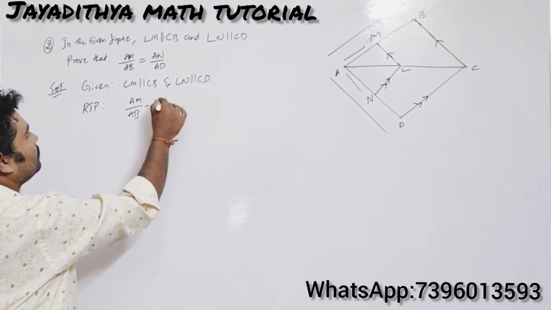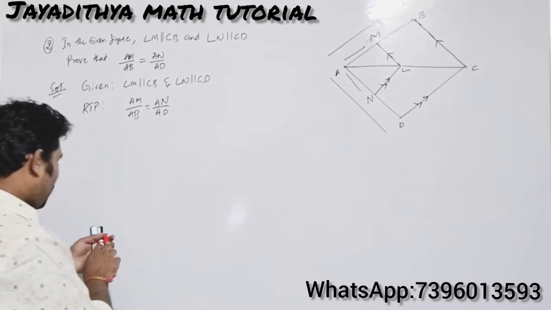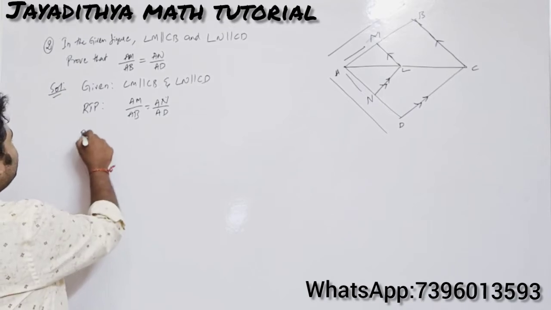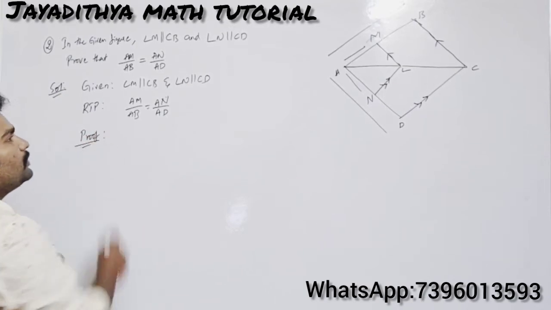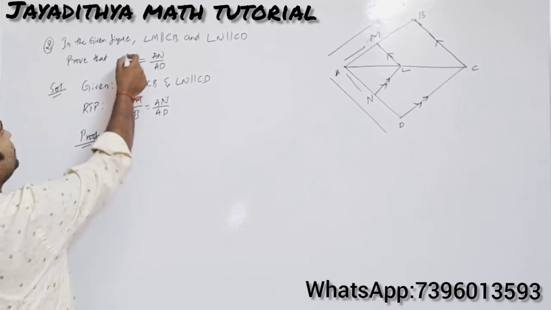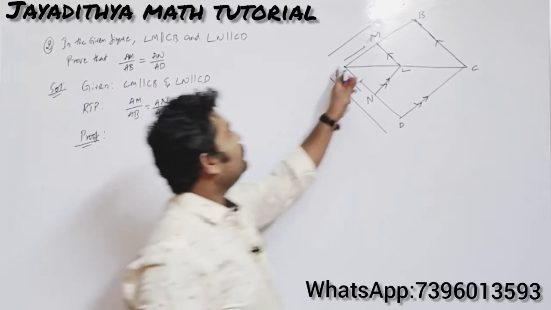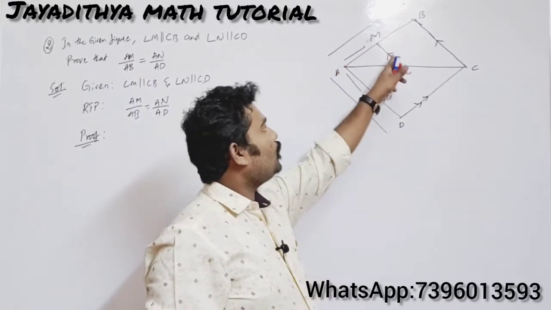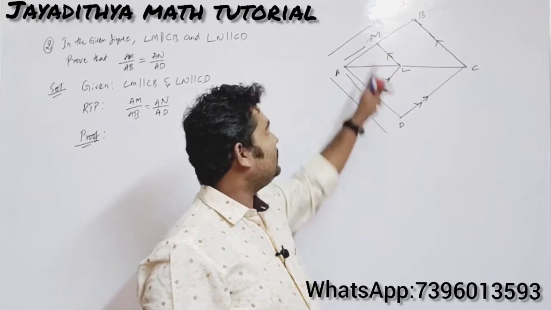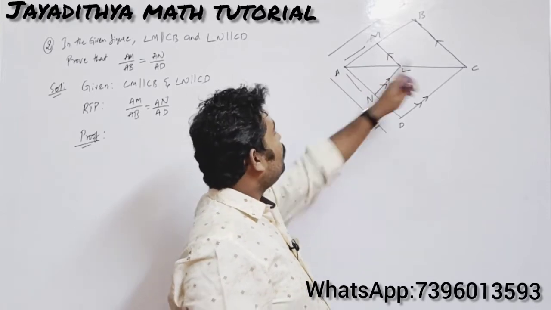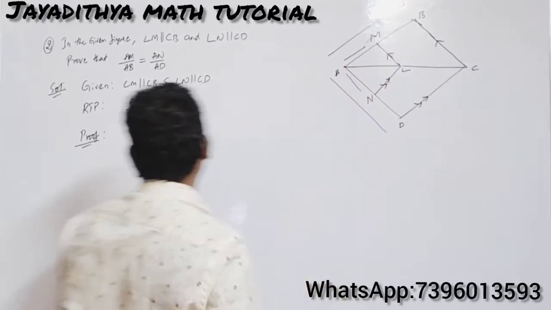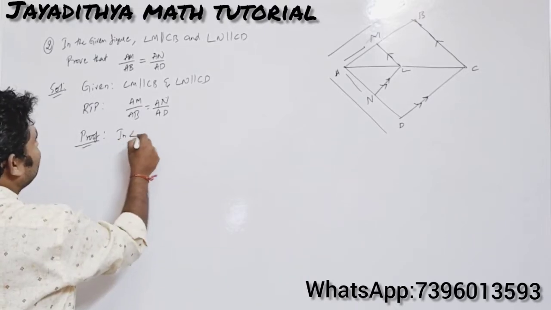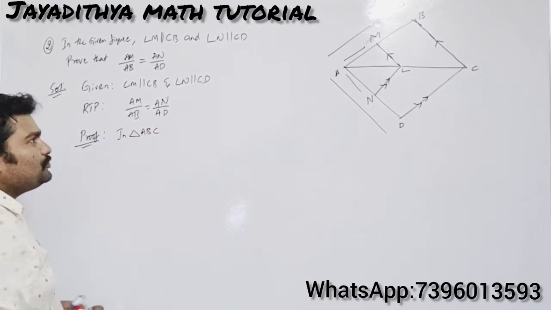See here how to solve this one. I am going to prove it now. In the proof, what is the first one here? AM by AB we want. So AM by AB is in the top triangle. If you divide the figure into two triangles, it is in the top triangle. So now you take the triangle ABC. In triangle ABC, what can you say?